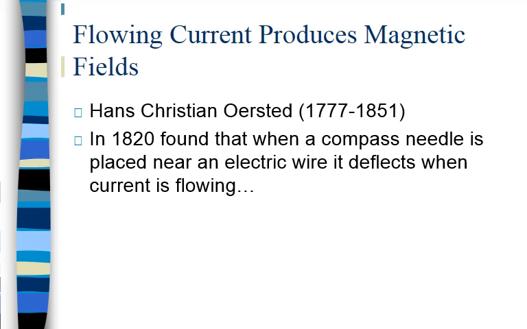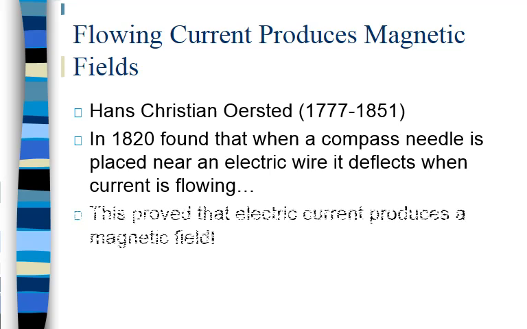And that's what they actually found, was that as electricity flows, it actually creates a magnetic field surrounding it. And this proved that electric current produces a magnetic field, this experiment itself.